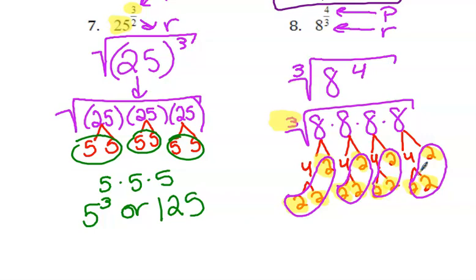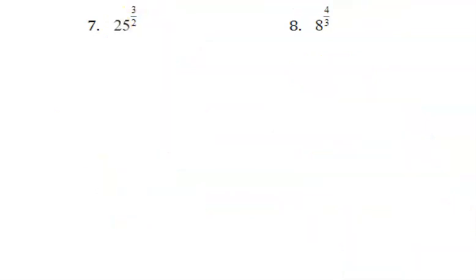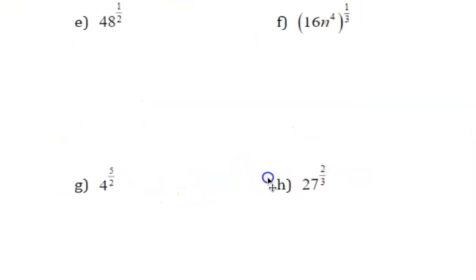So I'm going to take them out of the radical house, and I have 2 times 2 times 2 times 2, or 2 to the 4th. And 2 to the 4th is 16. And there we go. So we tried out those problems. Now it is your turn. I want you guys to try these 4 problems out and come back and check your answers.